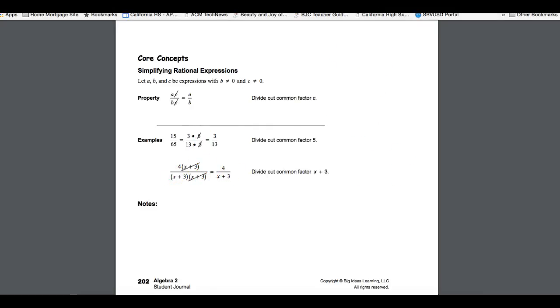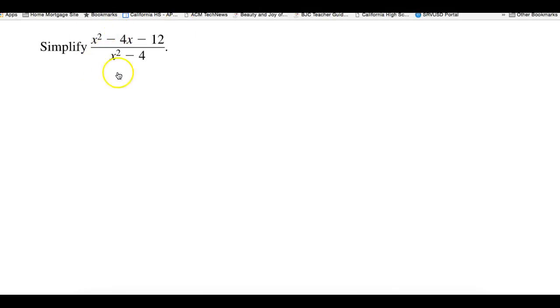All right, let's go look at our problem here. So we've got (x squared minus 4x minus 12) over (x squared minus 4). Now, I want to show you a couple things that you cannot do.